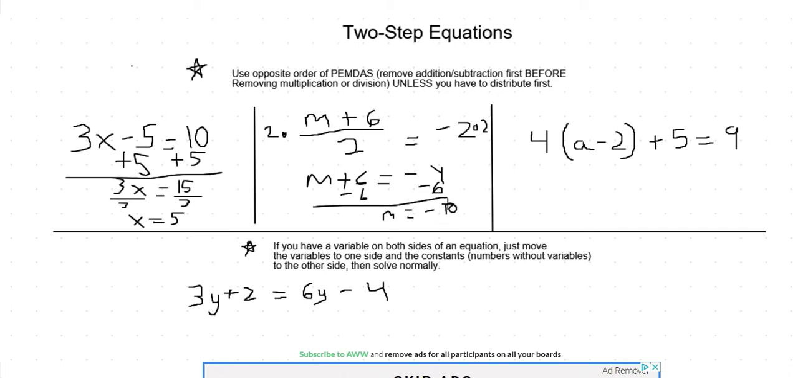Okay, and if I'm checking my answers, it's an ugly 0. I'm going to put a 0 there. So what number plus 6 divided by 2 is negative 2? Negative 10 plus 6 is negative 4, and negative 4 divided by 2 is negative 2.